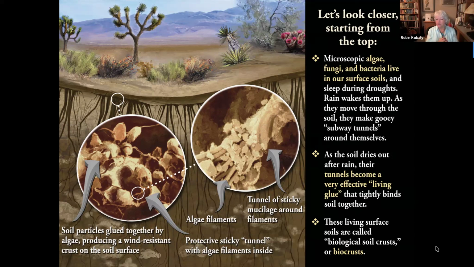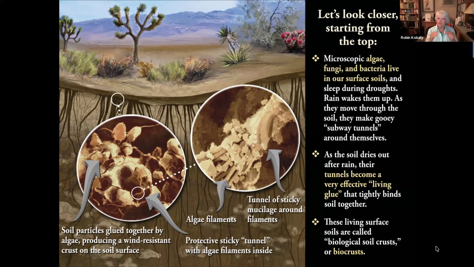These living soils are known by a number of names: cryptogamic soil, microbiotic soil, biotic soil. Tonight I'll just call them biocrusts for short.